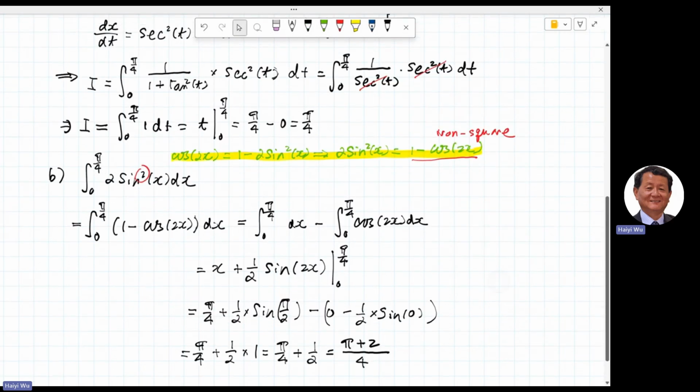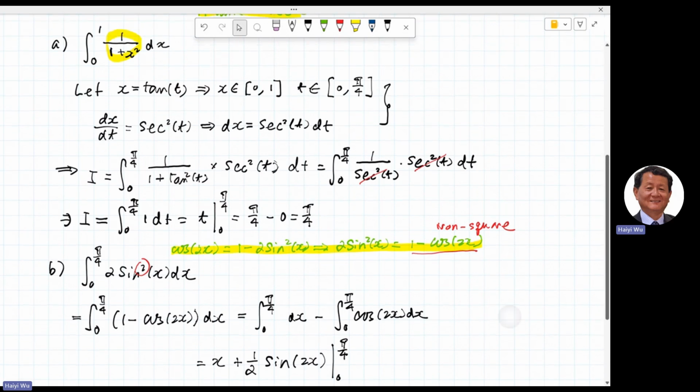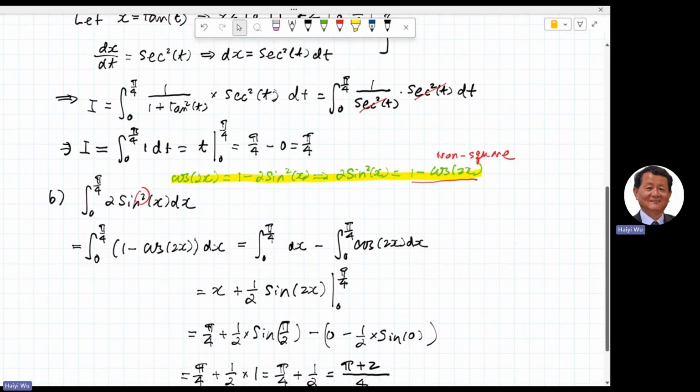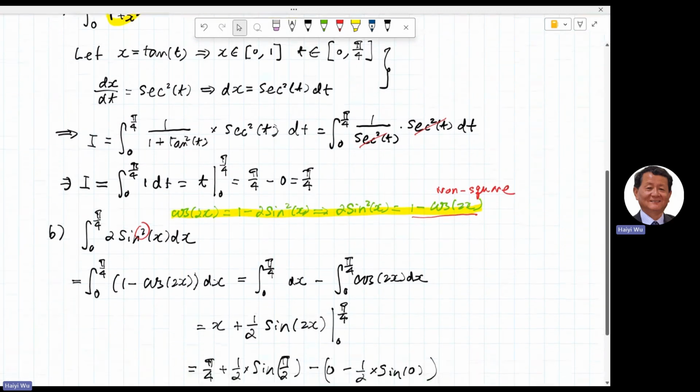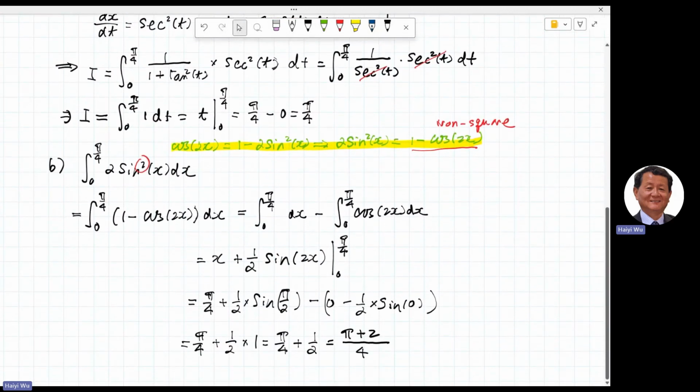That's it. So we used two techniques to solve the integration problems. The first one is called substitution. The second one is using the double angle formula.